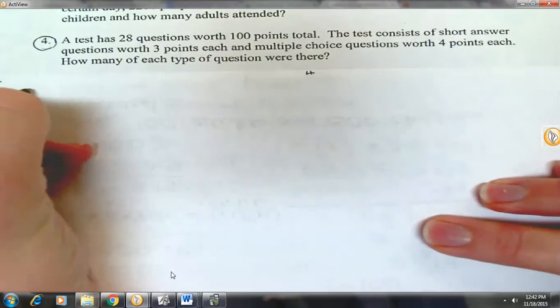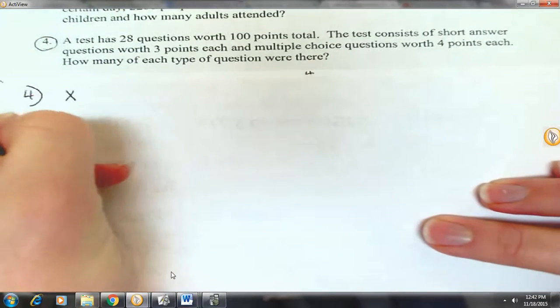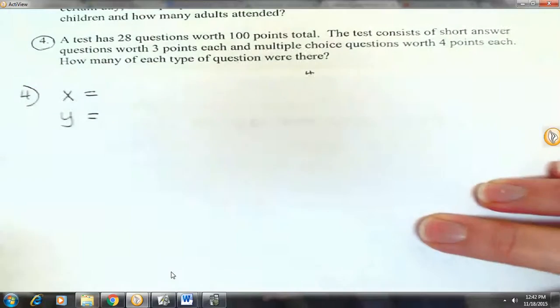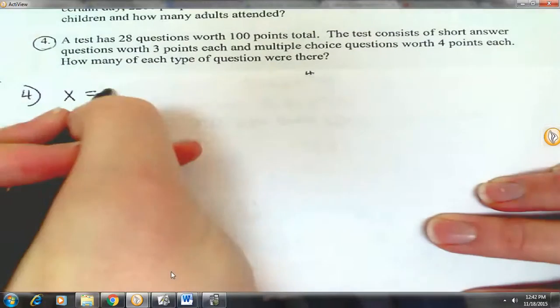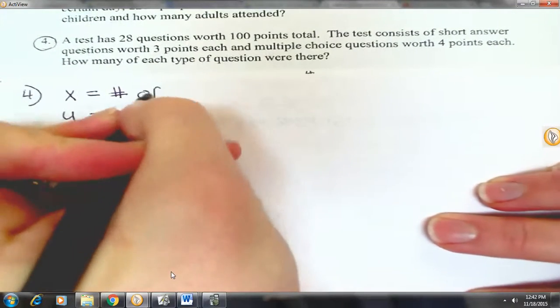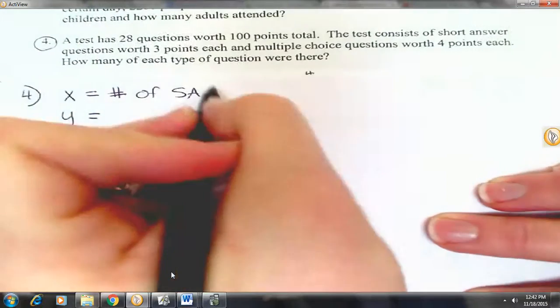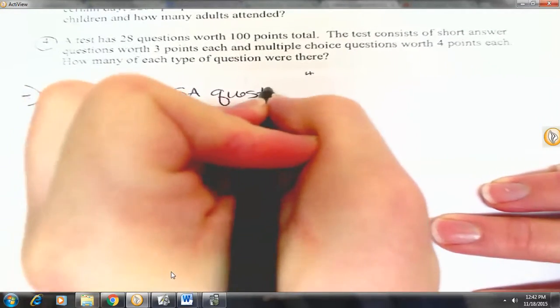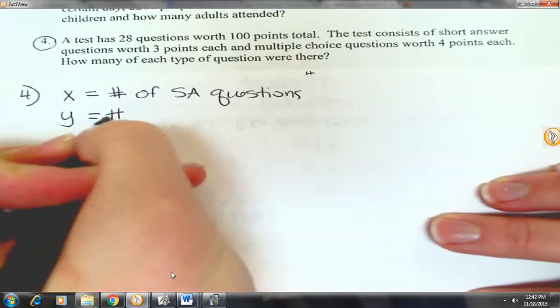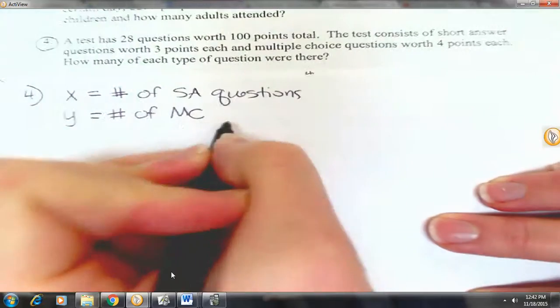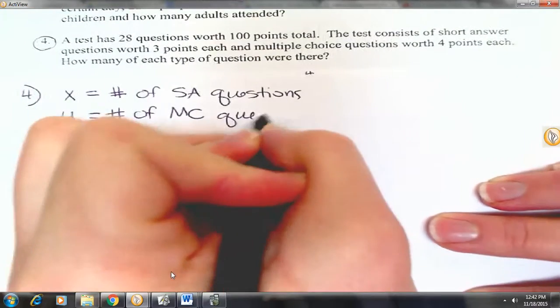Okay, so there's 2 unknowns that we don't know about this problem. I'm going to use the variables x and y. I'm going to let x be the number of short answer questions. I'm going to use SA for short answer. And y is going to be the number of multiple choice, MC, questions.